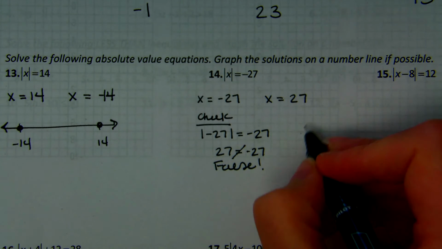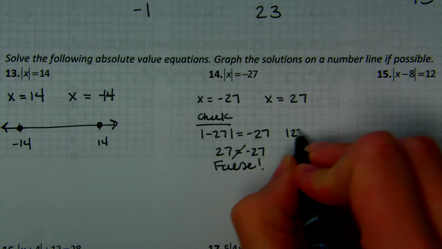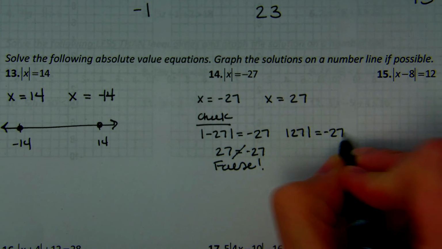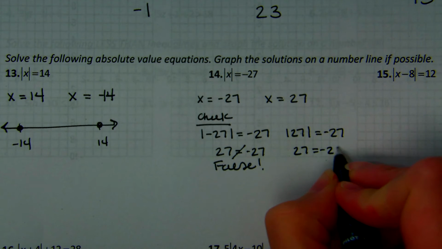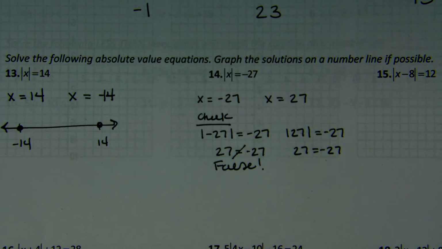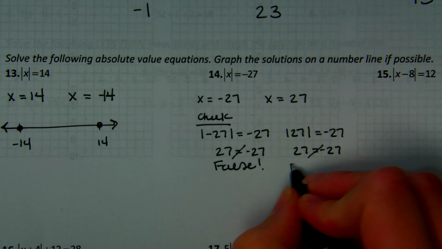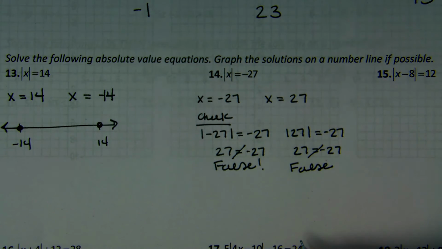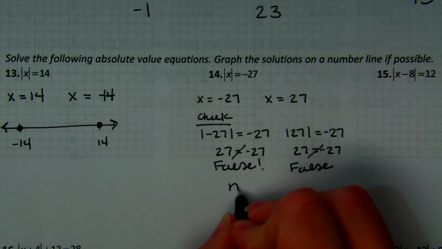Same thing happens if we check the other solution. It's the absolute value of 27 is equal to negative 27. Again, this is positive 27 and negative 27. They are not equal, and this is false. And what that means is that there is no solution.